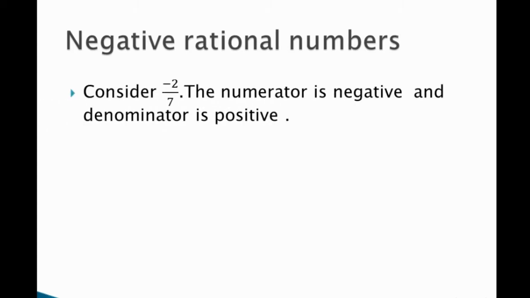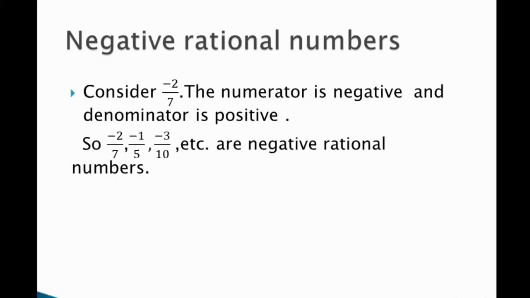Negative rational numbers. Consider -2 by 7. The numerator is negative, whereas the denominator is positive. Negative divided by positive will give a negative value. Such a rational number is called a negative rational number. So, -2 by 7, -1 by 5, -3 by 10, etc. are negative rational numbers.